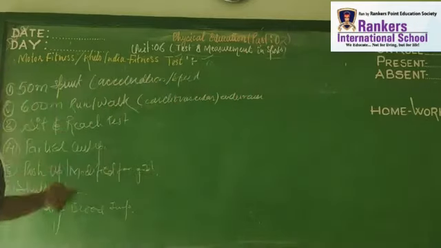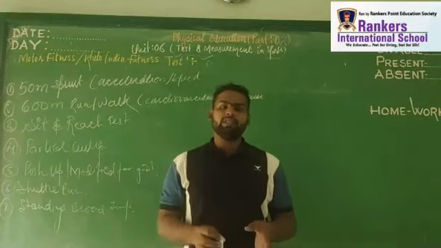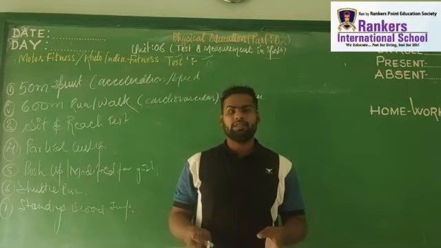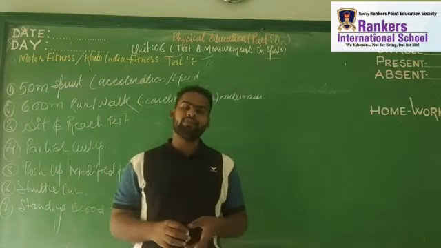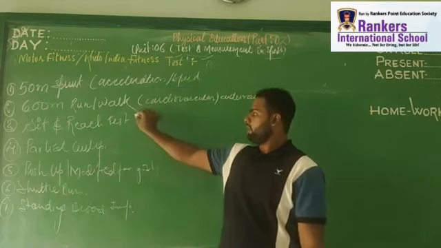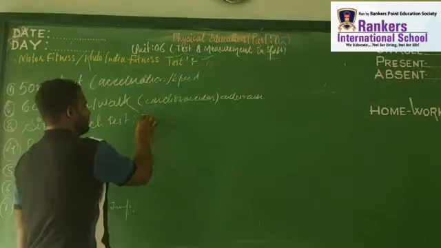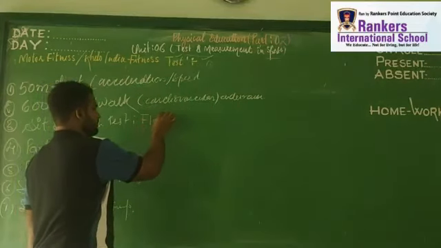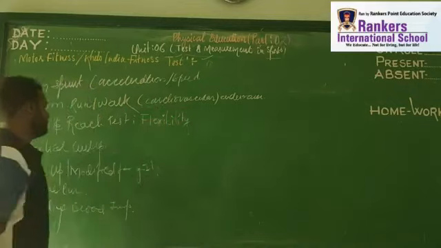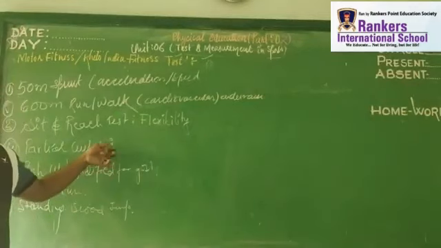Next is the sit and reach test. For the sit and reach test, there is a sit and reach box. When the test is performed, the individual has to perform various things in that box, and then the test takes place, and at that time it measures flexibility. What does it measure? Flexibility. If you talk about partial curl-ups, they measure abdominal strength.